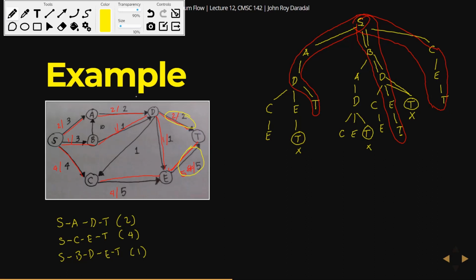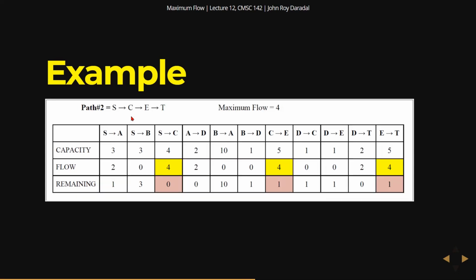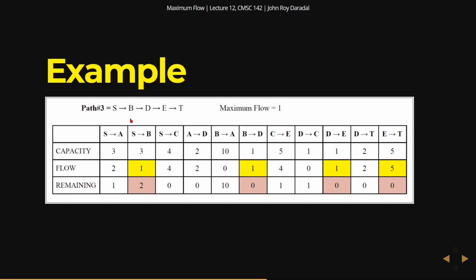Okay? So that is the demo for the Edmonds-Karp algorithm, or implementation of Ford-Fulkerson using BFS to find the augmenting path. So this was the details. The first path that we saw was SADT, maximum flow of 2. So we add 2 along those paths, and then the remaining capacity would be adjusted. And then the second one was SCET, maximum flow of 4. So we also adjust the remaining capacity. And then the last one is SBDET with flow of 1. So we also adjusted the remaining capacity.